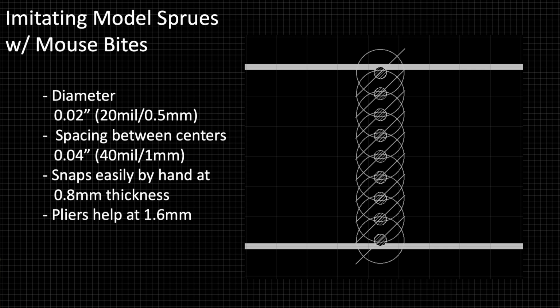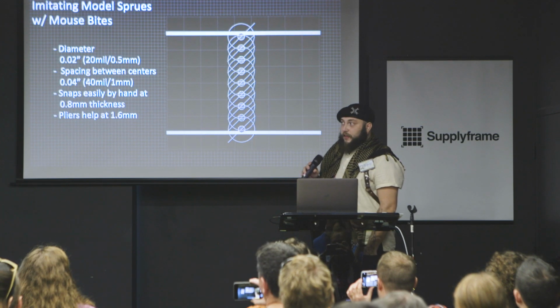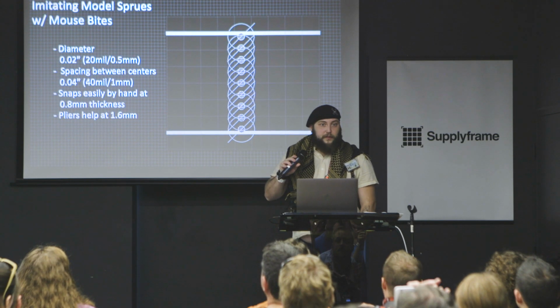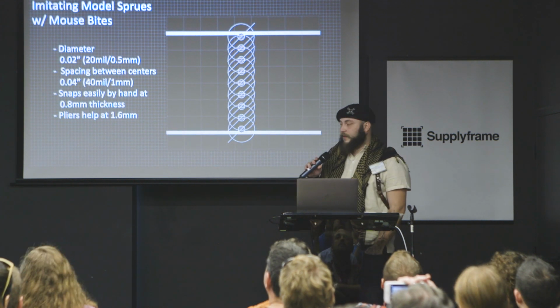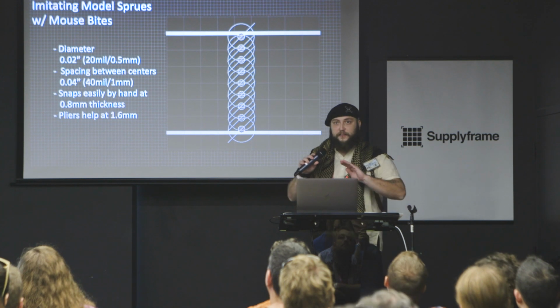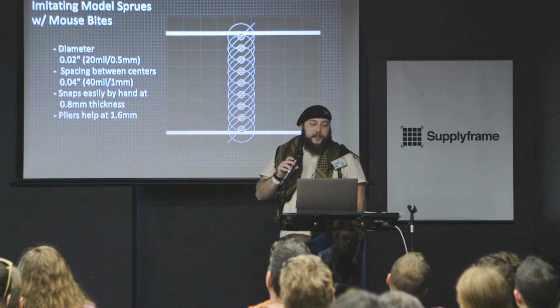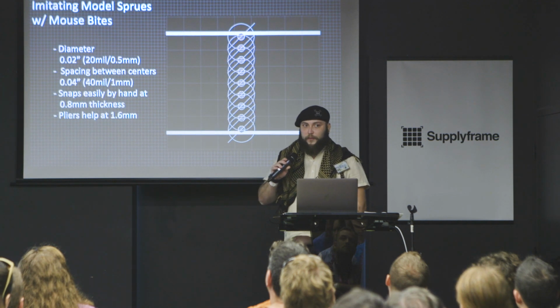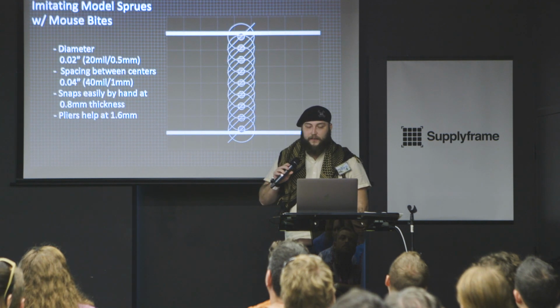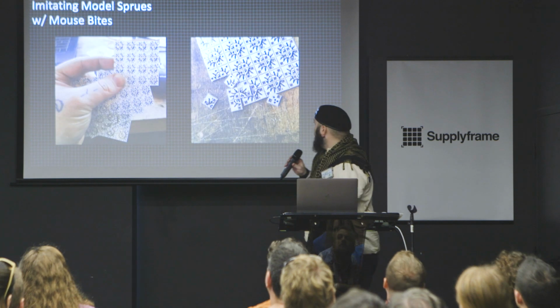They snap really easily by hand at what we would generally call a half thickness PCB, 0.8 millimeter. They do snap by hand at 1.6 millimeter as well, but it helps to have pliers if you want a nice clean break. And you can sand down the edges that are left over. And the thing that you might think is, well, is the board house going to care that I have a whole bunch of holes drilled in this thing really close together? And I was like, they might. So I did this.